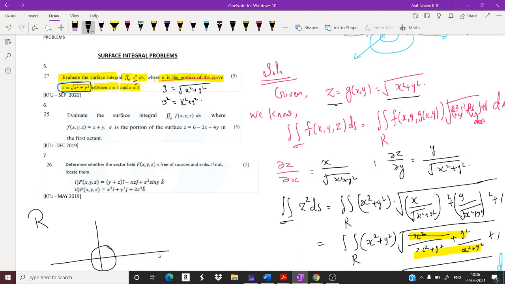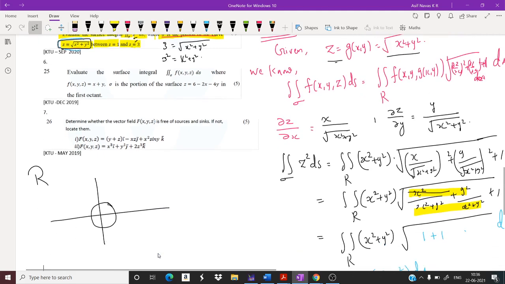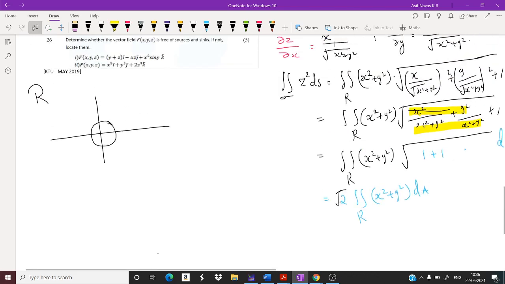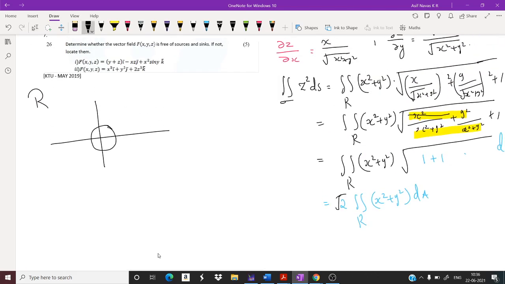So the integral will be root 2 times the double integral, sorry, this is root 2. So this is r equal to 1 and there is one more circle r equal to 3, right? So this is the region of integration. This annular region is the region of integration.